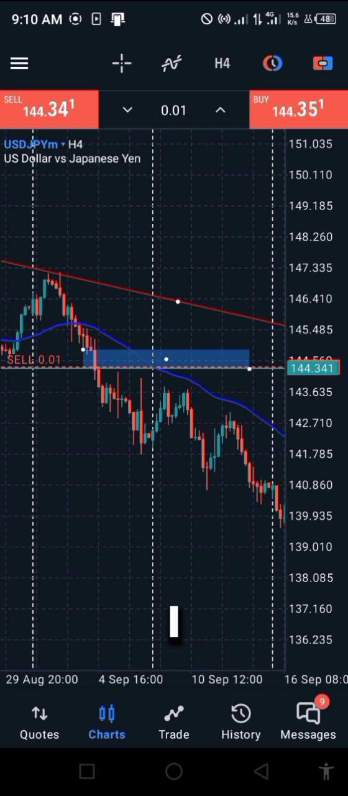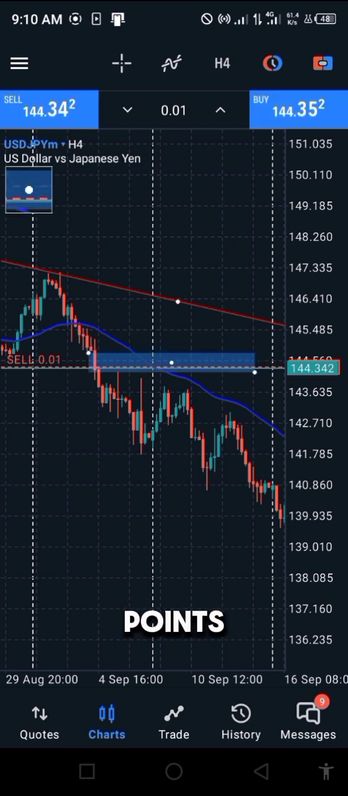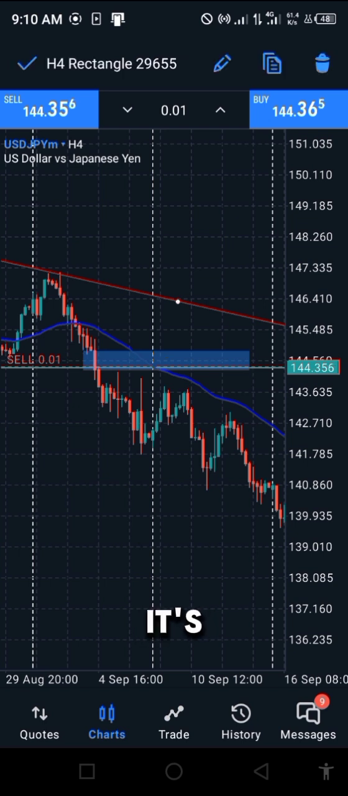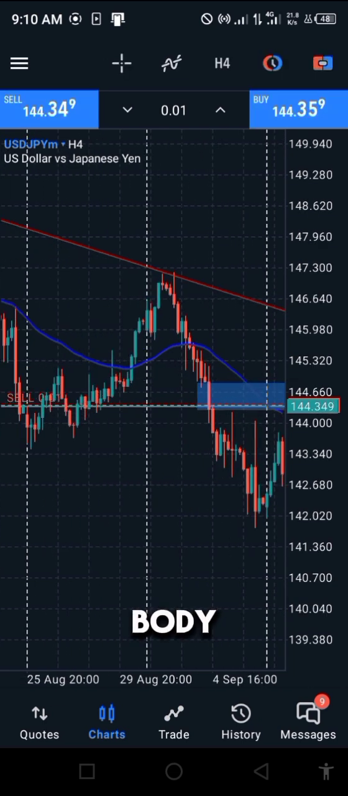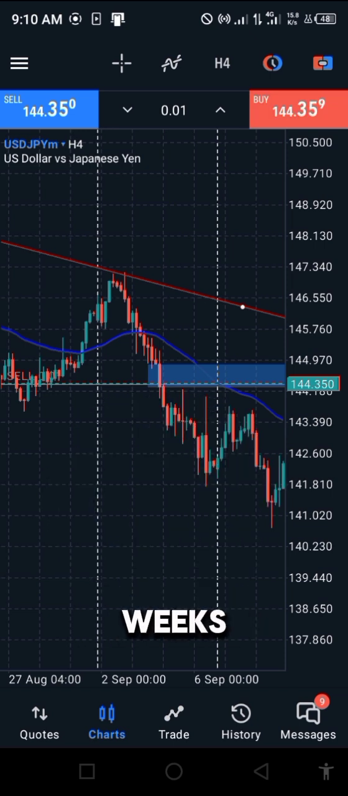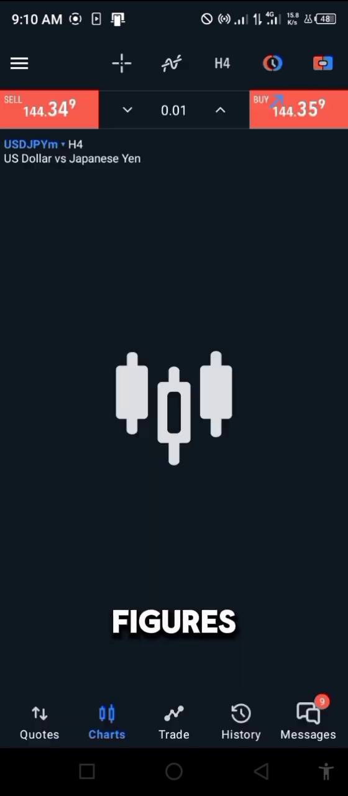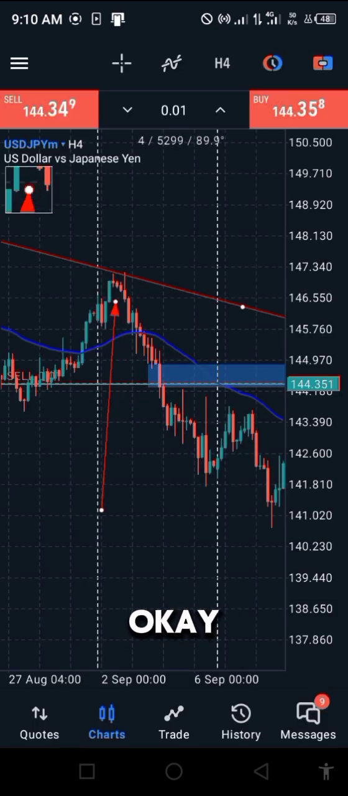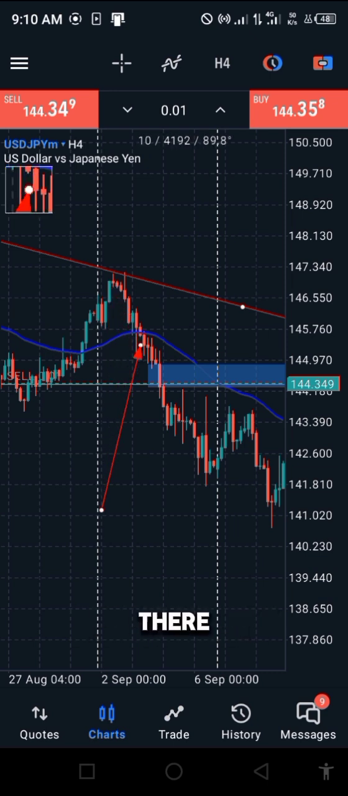We can see I am taking from a fair value gap point. A fair value gap is a three-body candle where the middle candle has sufficient space between wicks. That's the fair value gap there, which originated from the second touch of the trend.